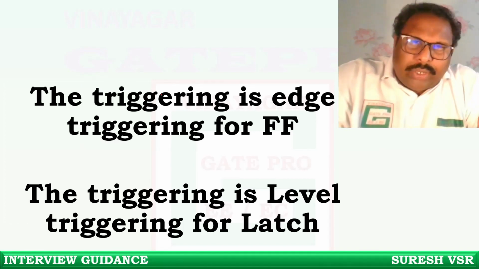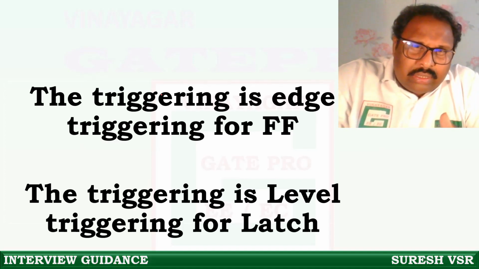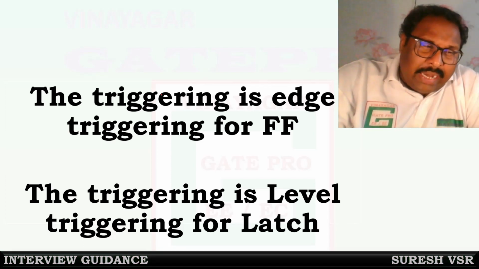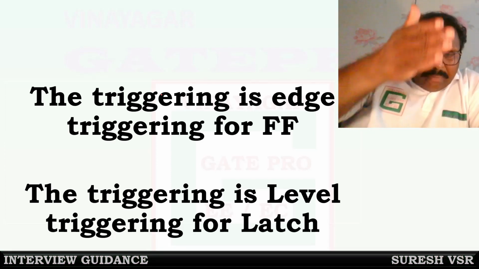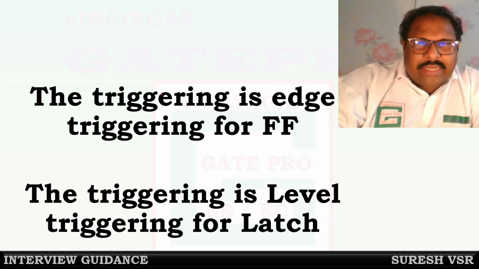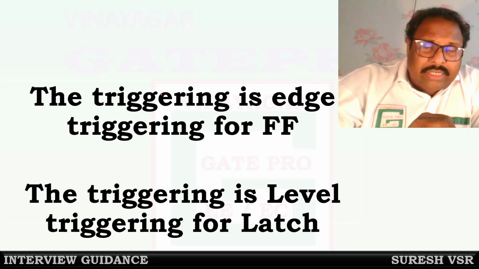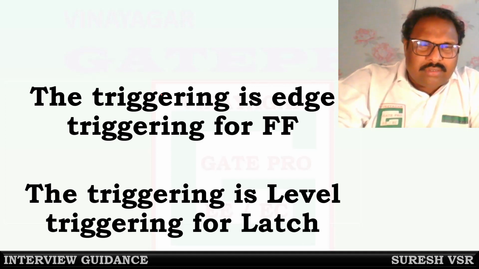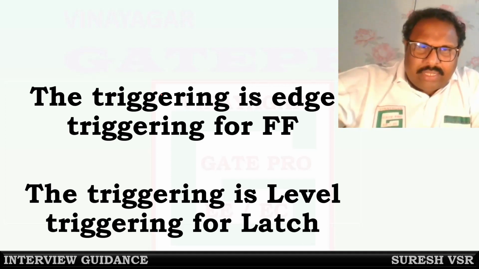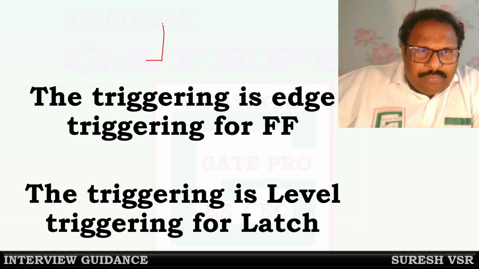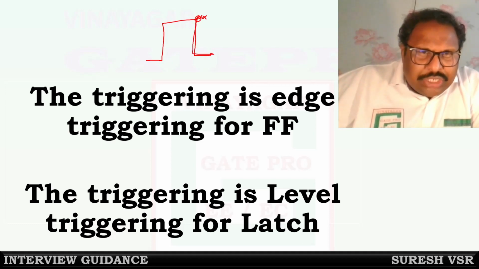When you want to go from set to reset, or 1 to 0, the flip-flop will trigger on the edge at the end of the pulse. So when the pulse is just being completed, the flip-flop will change its state, whereas a latch will change its state during the running of the pulse. The triggering is at the level state. That means if this is the input clock, the flip-flop will change its state exactly here. That's called edge triggering. Whereas the latch will change its state anywhere here. So it won't occur at this edge when the transition is occurring. It will occur while this is going on.